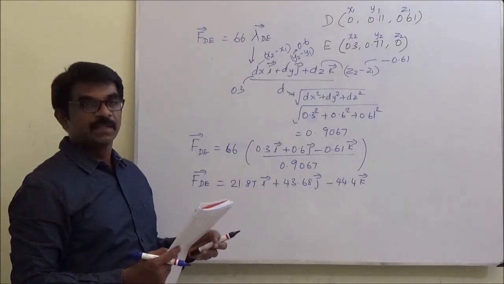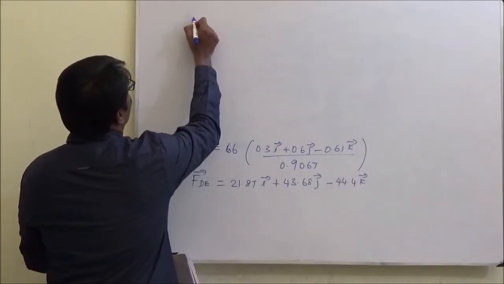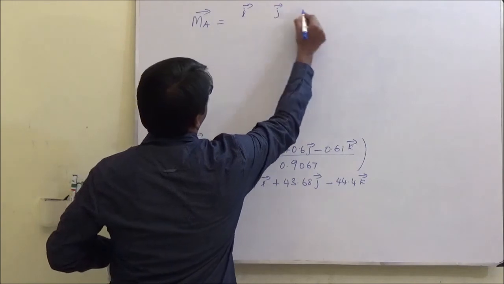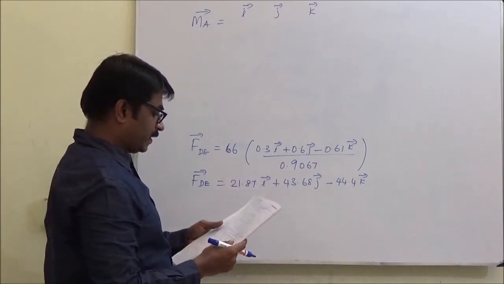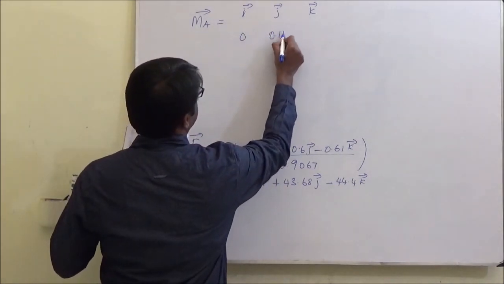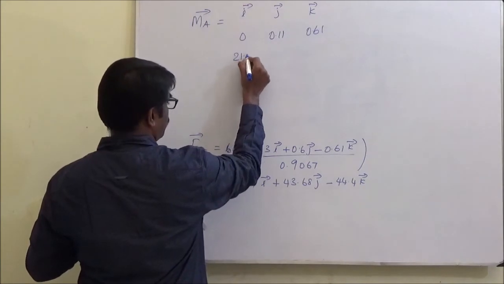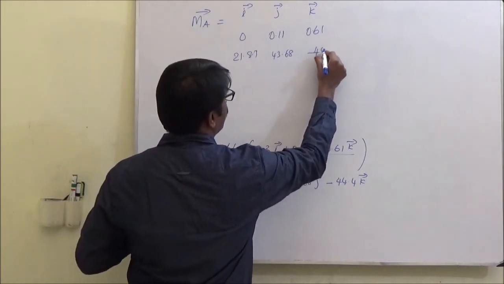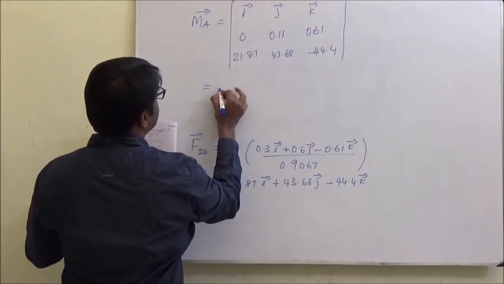Now what we need to find? Moment components we need to find. So moment about point A we need to find. Moment about A vector is the i vector, j vector, k vector, and the coordinates of the force, x distance, y distance and z distance. Then this is the force component 21.87, 43.68, minus 44.4. Find the determinant.